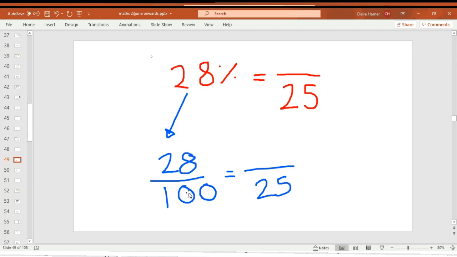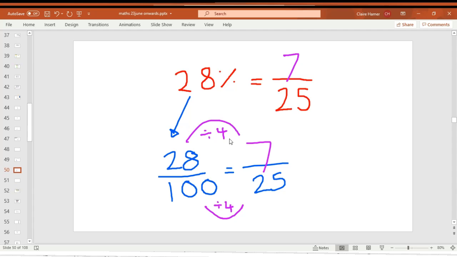Okay, if you haven't already, complete this question. Put your loops on. What do you do to 100 to get to 25? What do you divide by? When you've worked it out, divide 28 by the same number. The answer is 7/25.